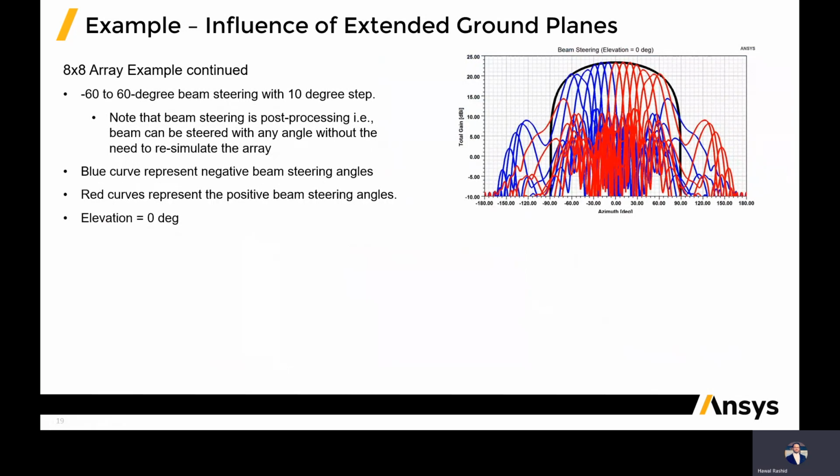And here's a plot where we're doing the beam steering in the azimuth direction, and this is post-processing, really. So we are not re-simulating for each beam steering angle. This is only one simulation, and in this simulation, we have the post-processing capability to beam steer it to any angle without need to re-simulate.